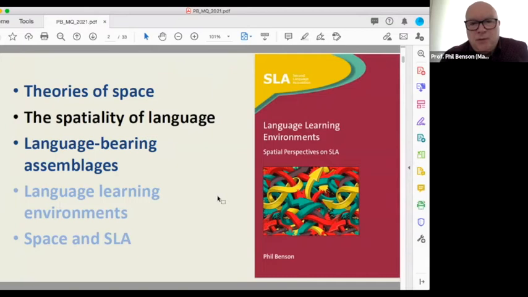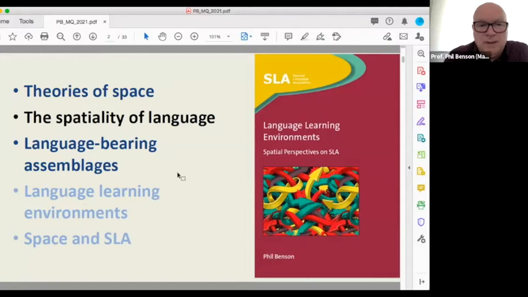But I've given a few presentations on the language learning aspects of this over the last couple of years, and actually they only take up the last two chapters of the book. What I want to do today is look at one of the earlier chapters, about the spatiality of language. The chapter before that was a whole literature review on critical theories of space, and I'm going to try and boil that down to one basic idea.